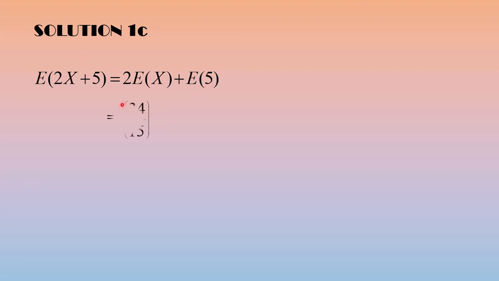What about 1C? Expected value for 2x plus 5. So by using the previous result and the formula, we can bring 2 in front times the expected value of x, plus the expected value for 5. 2 times the expected value from A, we have 34 over 15, plus 5. Simplify, we will get 143 over 15.